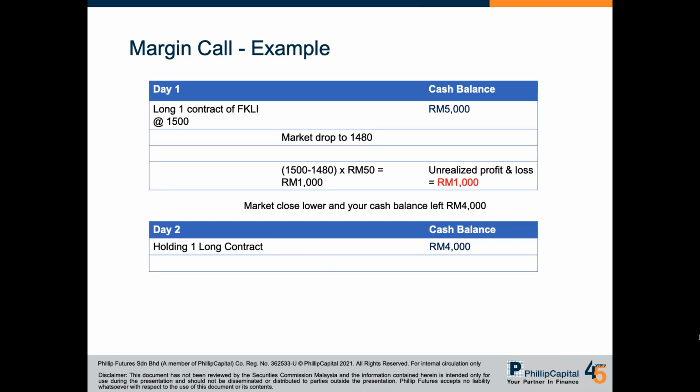So margin call happens when, for example, today you long one contract of FKLI at 1,505, and you have a cash balance of 5,000 ringgit. When the market drops to 1,480, you have lost about 1,000 ringgit. So you will have an unrealized profit and loss of negative 1,000 ringgit. The market closed lower and you only have about 4,000 ringgit left in your cash balance, but you still hold your position until the next day. You're still holding one long contract. So the next day you will receive a margin call of about 200 ringgit, and you will need to top up the margin call amount to continue to hold your position.